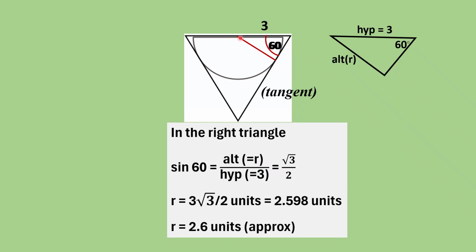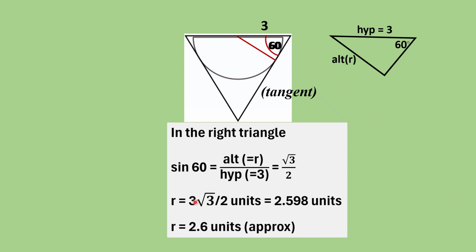So in the right angle triangle, we have got hypotenuse is 3 units, altitude is a radius. So sine of 60 degrees, that is altitude by hypotenuse, is root 3 by 2. That is the value for sine 60. The value for sine 60 is root 3 by 2, which is altitude, that is radius, divided by hypotenuse 3. So r by 3 is equal to root 3 by 2. Cross multiplying, we get r equal to 3 root 3 by 2.